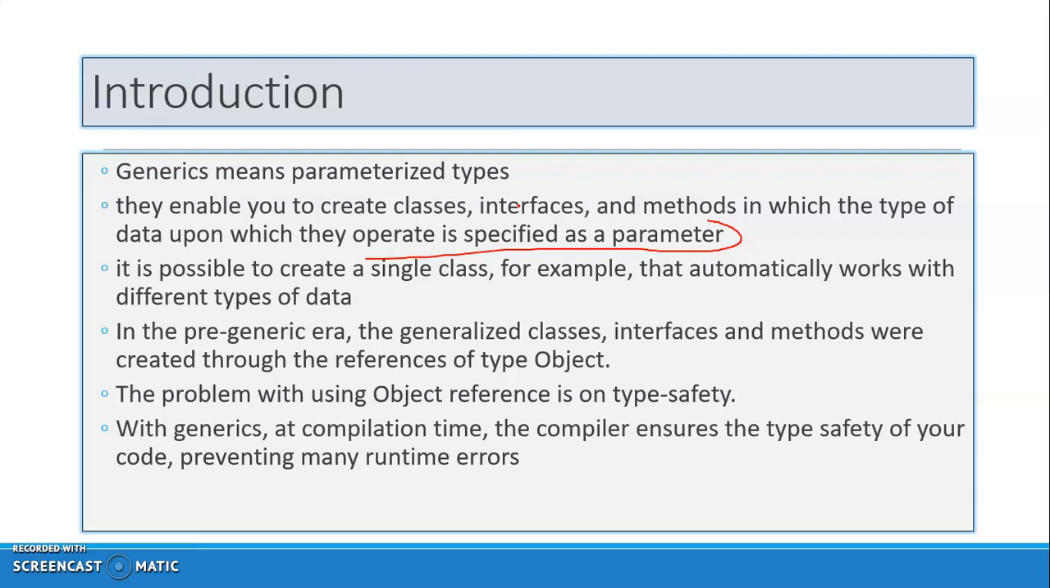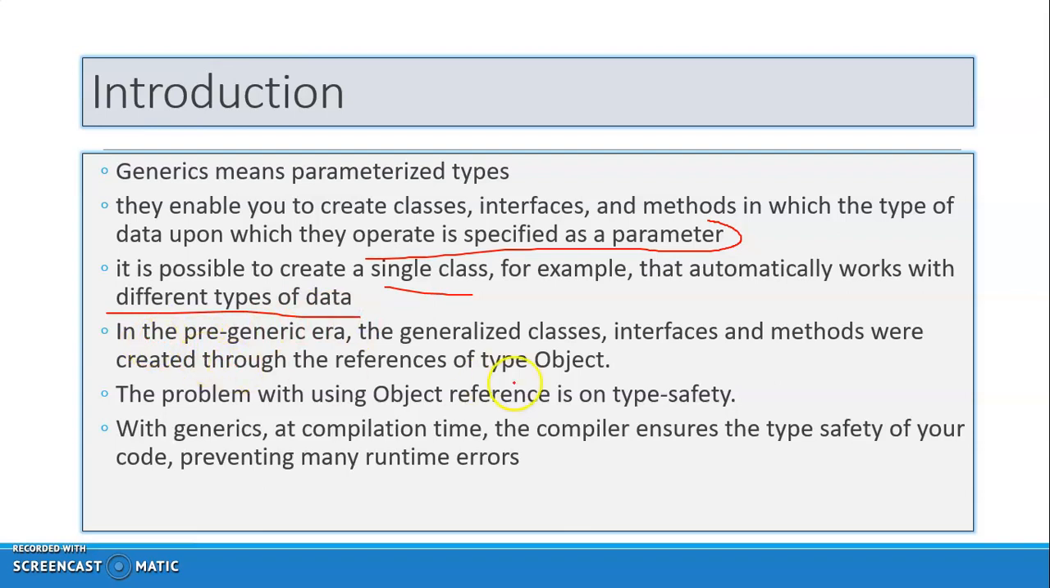And by specifying, those data types that we have specified will replace the placeholders that were specified in our classes or in our methods, as we are going to see. So it is possible to create a single class, for example, that automatically works with different data types. We're going to see some examples.